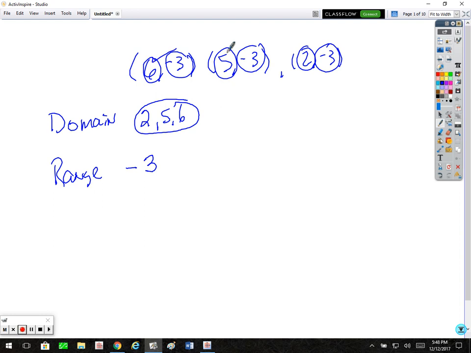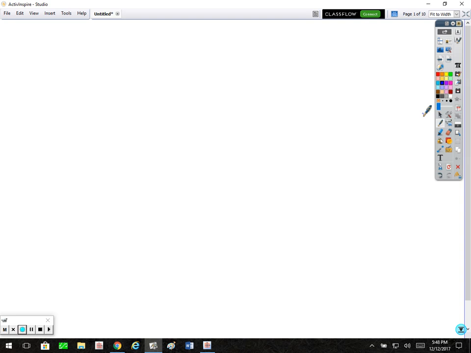Well, they're all three different numbers. None of the x values repeat, so this one will be a function because none of the elements in the domain are repeating. Okay? All right, let's look at what we would do with a graph.